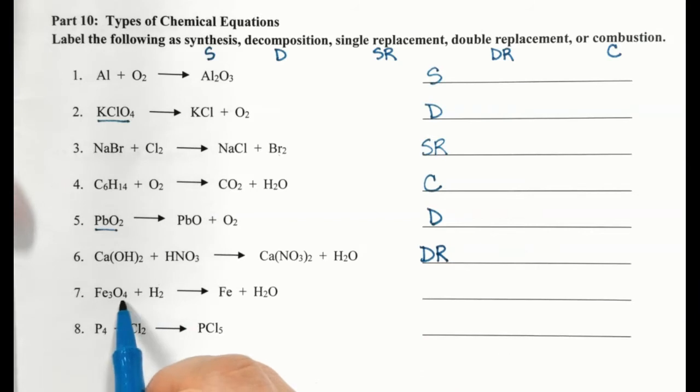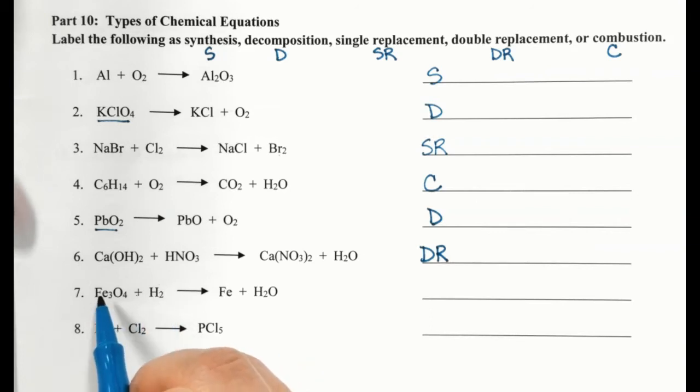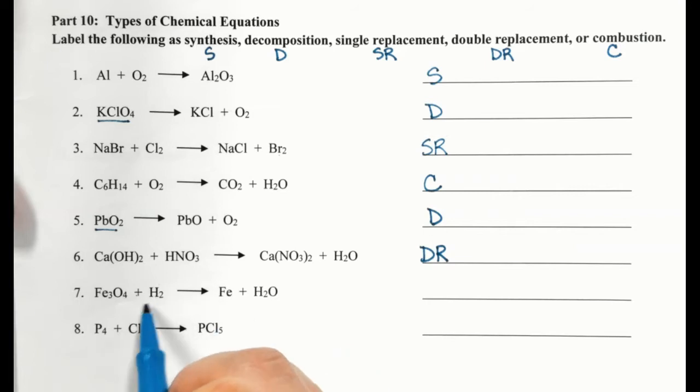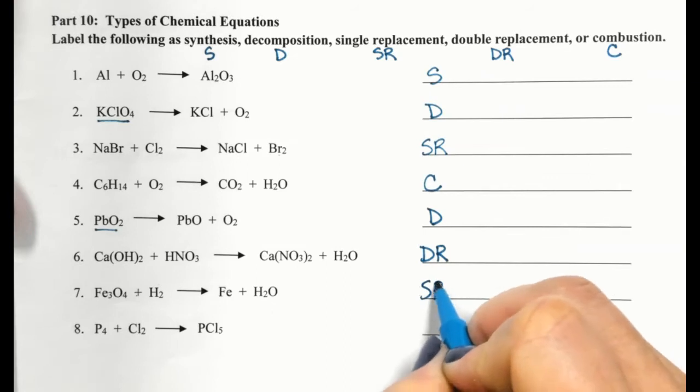Here we have iron oxide and hydrogen. Notice that the hydrogen and the oxygen switch places. The hydrogen and the iron switch places. So you get the iron all by itself, and then the hydrogen gets with the oxygen to make water. This is a single replacement reaction.